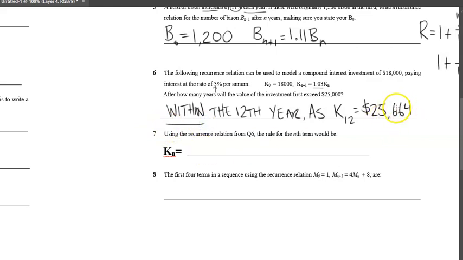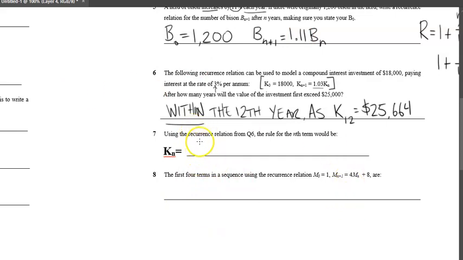Now question 7 says, using the recurrence relation from question 6 that we have here, we're going to write a rule to get the nth term. So remember, a rule and a recurrence relation are two different things. A recurrence relation always tells you what the initial is and then how to get the next term. Where a rule will say, well, give me what iteration you want and I can tell you what the answer is without relying on the previous terms. I can go straight to any term you want.